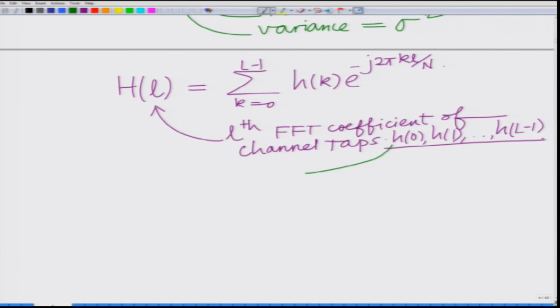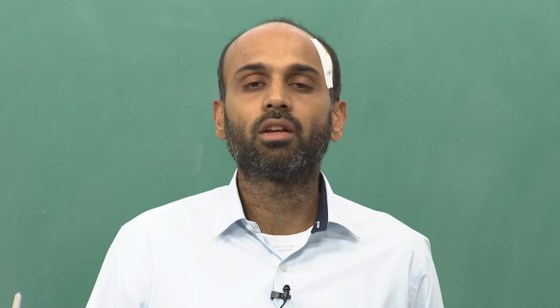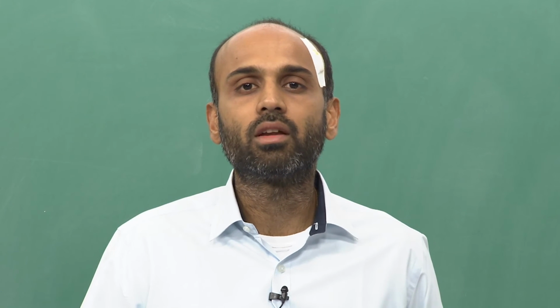Now, what we are going to assume is, let these channel taps H0, H1 up to H L minus 1 be zero mean, IID, with variance equal to sigma h square. That is, we are assuming the channel taps to be independent, identically distributed, with mean 0 and variance sigma h square.